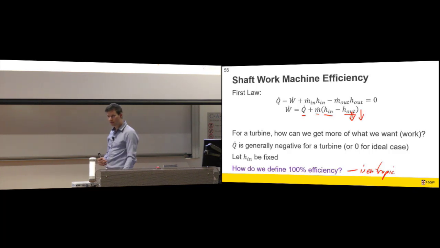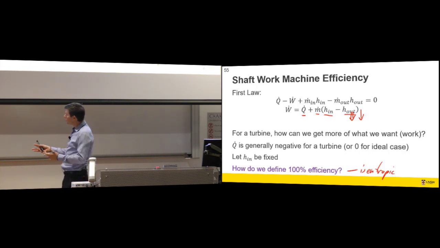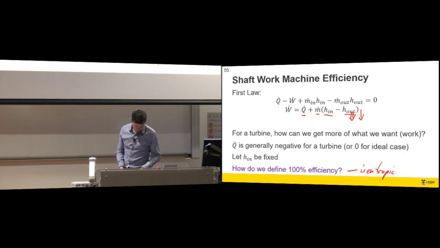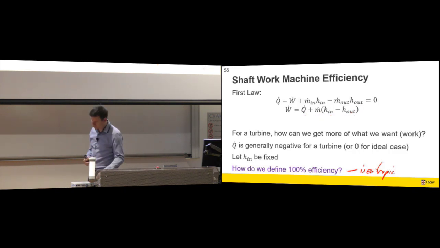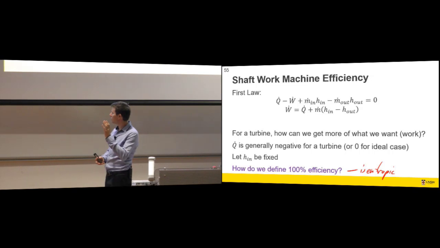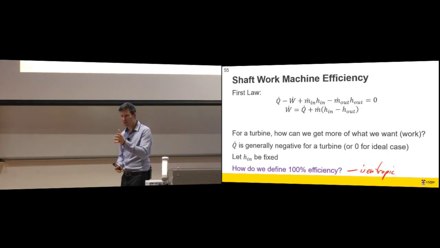But you can't just get an H of zero out of everything. You don't just get liquid water at 0 degrees C, which is the arbitrarily defined H equals zero point for our steam tables, out of every turbine. H out will have some value, and the best value of H out will be based on an isentropic process where there's no change in entropy through the turbine.